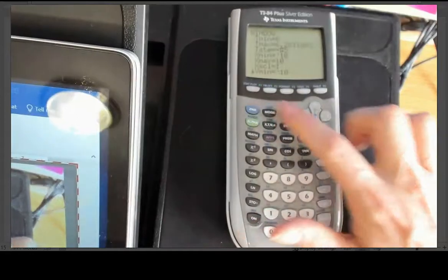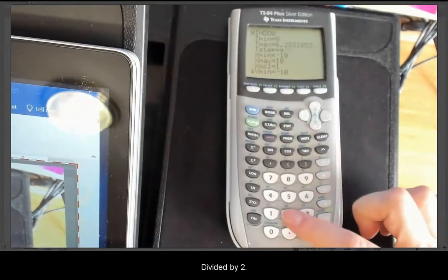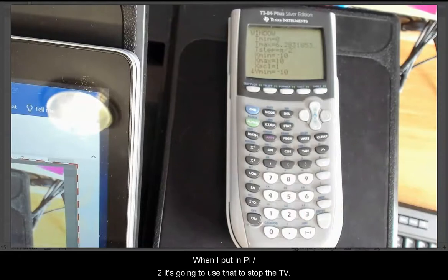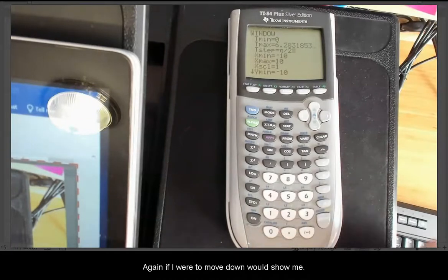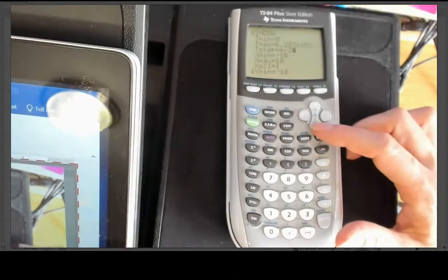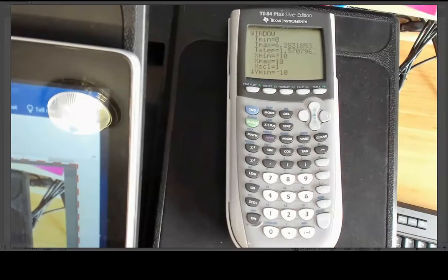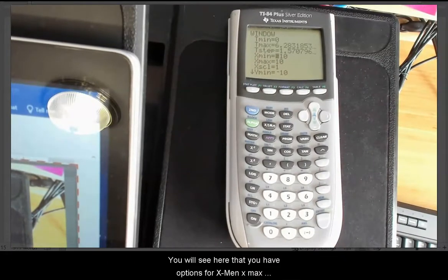Now I'm going to enter pi divided by 2. When I put in pi divided by 2, it's going to use that to step the t values. Again, if I were to move down, it would show me about 1.57. You will see here that you have options for X-min, X-max, X-scale, Y-min, Y-max, Y-scale, and so forth.